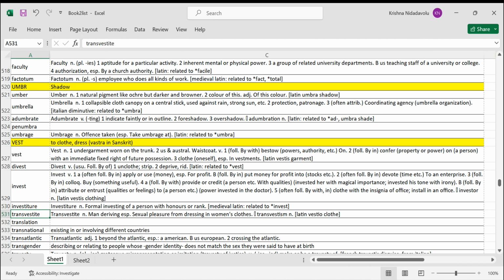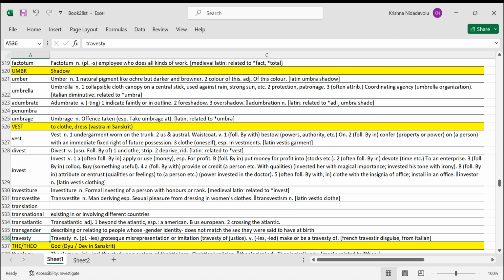Transatlantic, transgender, we discussed. Travesty. Travesty is a very bad misrepresentation or imitation. Travesty of justice, for example. Distorted imitation, that is travesty. Broadly comic imitation in drama. Okay. Travesty of justice. Travesty of tax reforms.